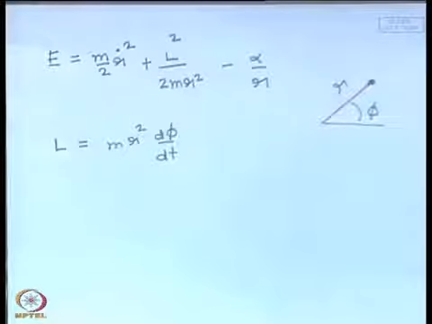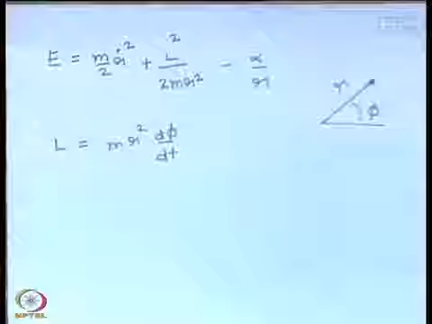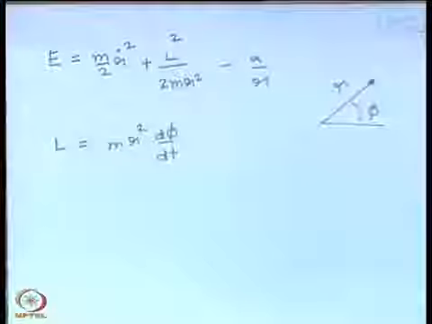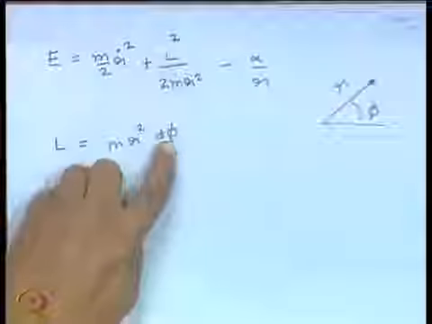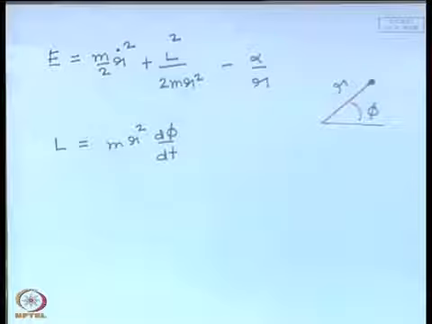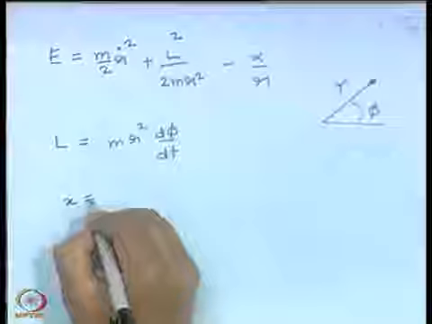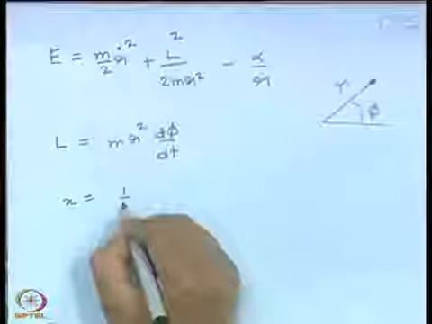So, we would like to calculate the orbit in the plane of the motion right now. And we proceed, I had outlined how we proceed in the last class. We proceed by eliminating time from this whole thing, and it is also convenient to introduce x, which is 1 by r.